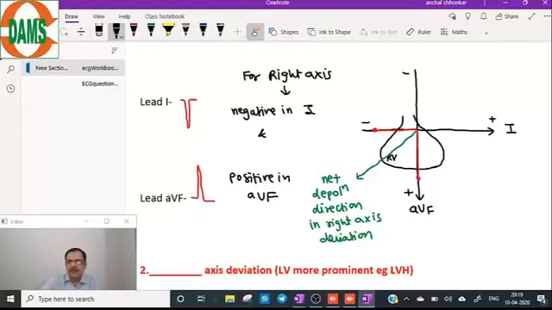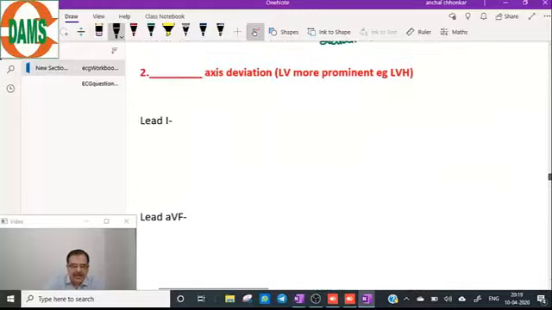Now come to the number 2 abnormality, which is of the axis deviation. This is how questions are framed on this topic. Very simple. They will ask you what is the axis. You will tell whether it is a right axis, a normal axis or an extreme axis. They will give you the ECG, and you have to determine the axis for these types of questions.